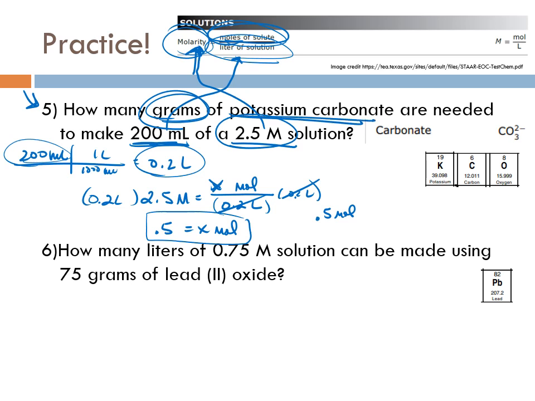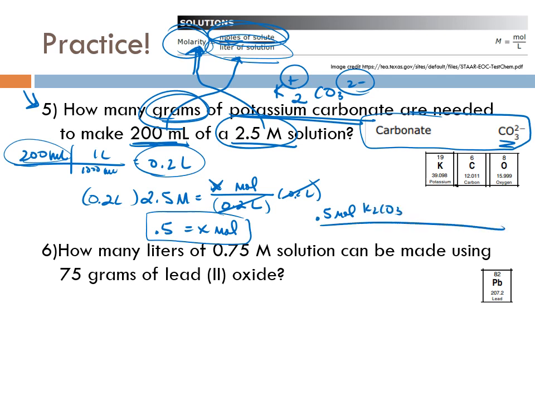To get to grams from moles, I do need a balanced formula. Potassium is K, it has a +1 charge. Carbonate is one of our polyatomic ions. It's on our list of polyatomic ions. CO3 with a -2 charge, -2 + 1. I need 2 potassiums to balance this out. So 0.5 moles of K2CO3. Convert that into grams, put moles on the bottom, put grams on the top.